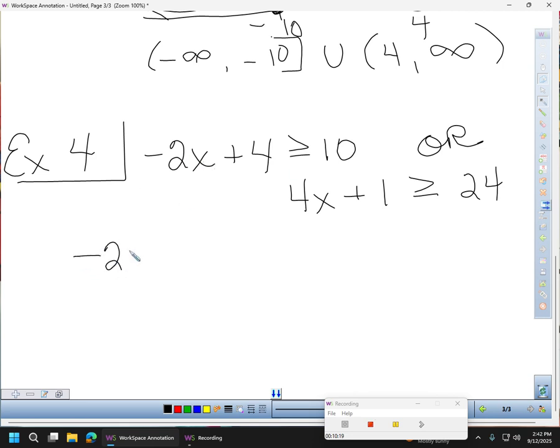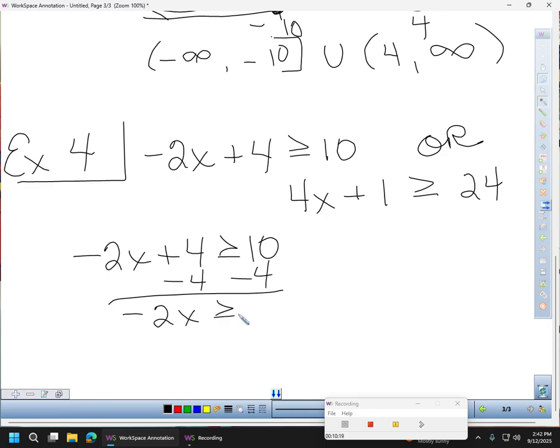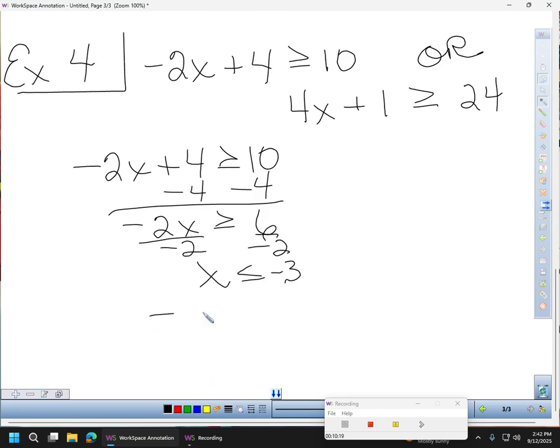I have negative 2x plus 4 is greater than or equal to 10. Minus the 4, excellent. Negative 2x is greater than or equal to 6. Now we're going to divide by a negative, so what has to happen? Sign's going to flip, right? So I have x is less than or equal to negative 3. All right, I'm going to put that on my number line at negative 3. I have a closed dot, and it goes which way? To the left. Awesome.